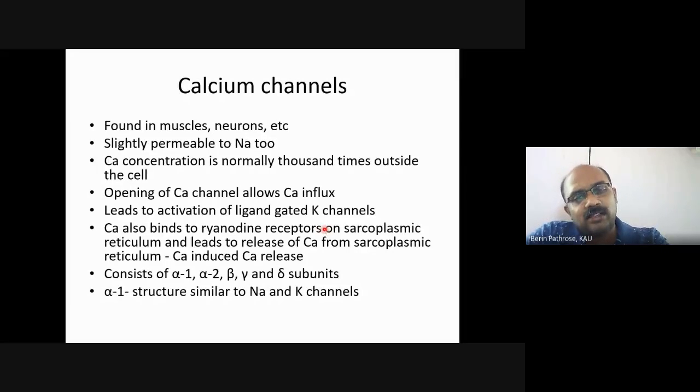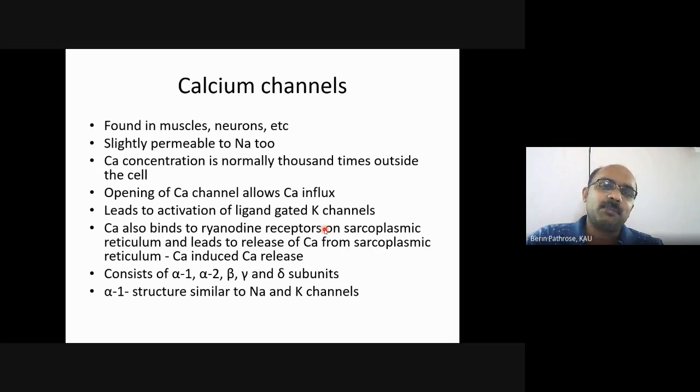Okay, let me try to complete calcium channels also. Don't worry, there is very little to understand about calcium channels. So these calcium channels, where are they usually located? Have you studied where? Muscles. Yes, it is mainly found in muscles, though rarely it is seen in neurons also.